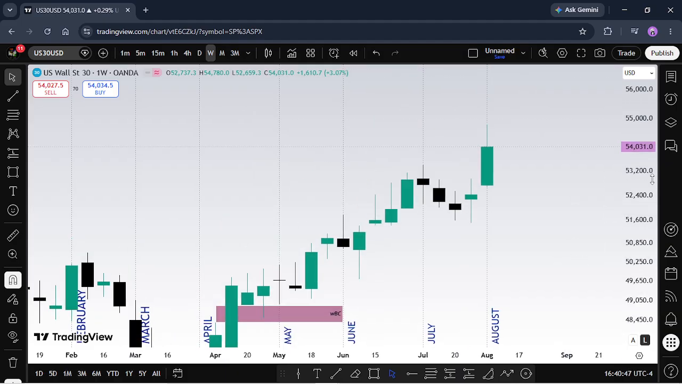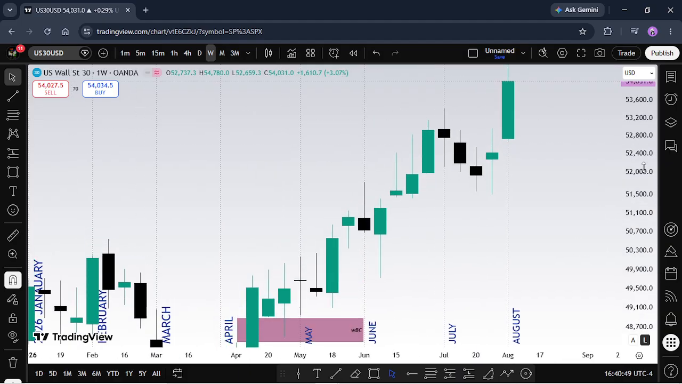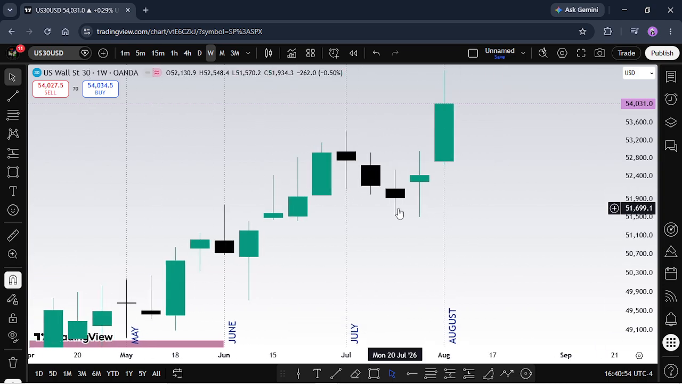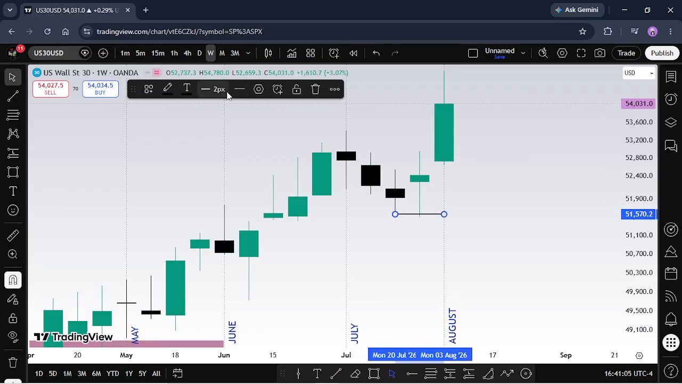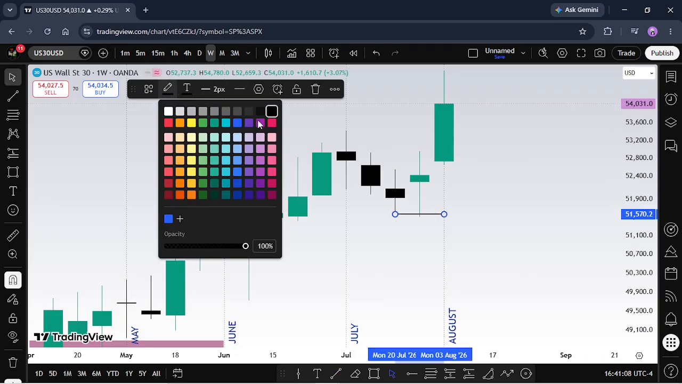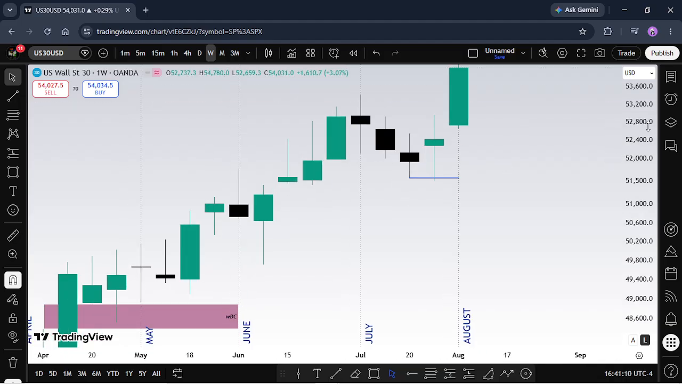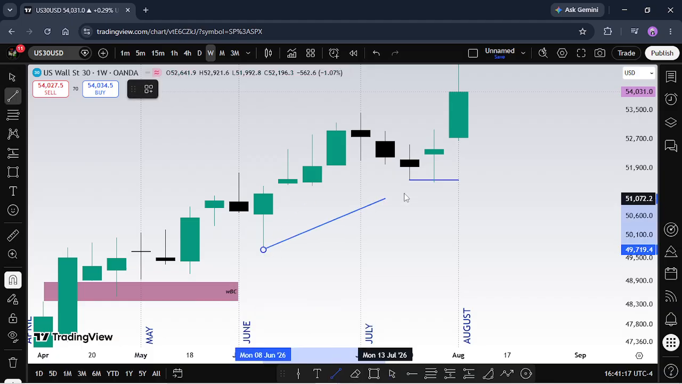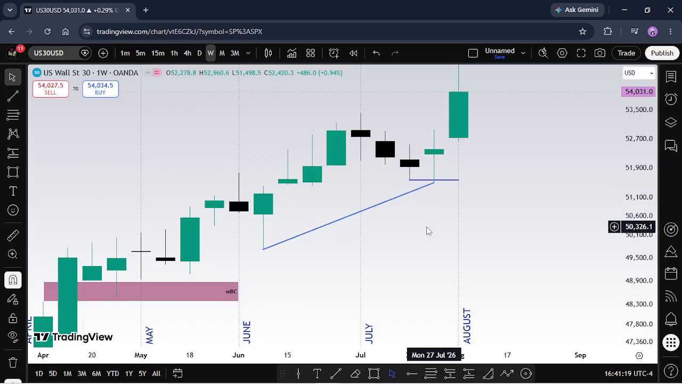Okay. So last week here we see it closed bullishly, right? It took the low of July. Interesting. Took the low of July. Make it blue. Closed bullishly as well compared to Nasdaq, Nasdaq being the only one that closed bearishly.